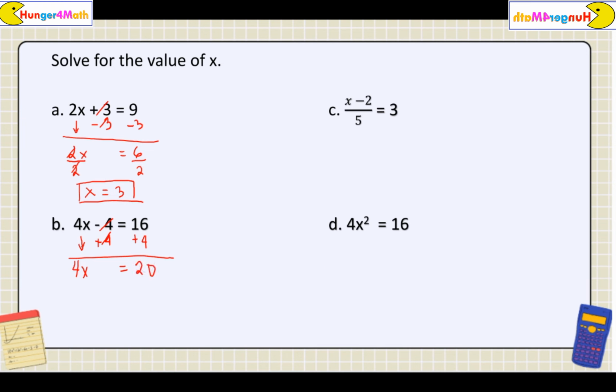So now we have 4x is equal to 20. 4x is multiplication, so we have to divide both sides by 4. So 4 divided by 4 is 1 times x is x, is equal to 20 divided by 4 is 5. For letter B, the value of x is equal to 5.